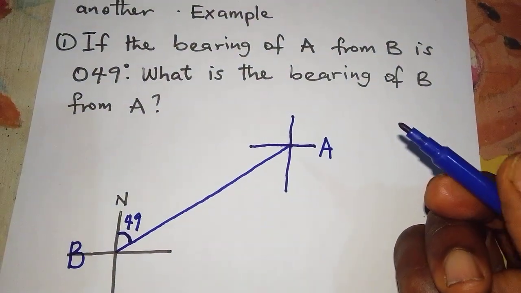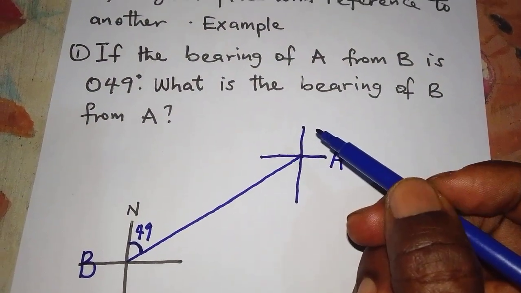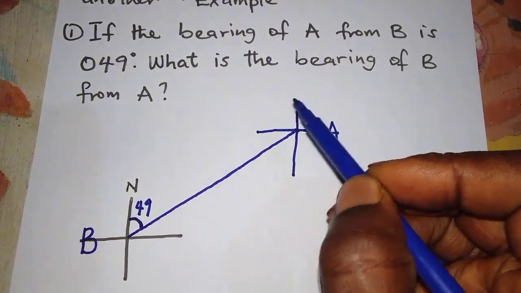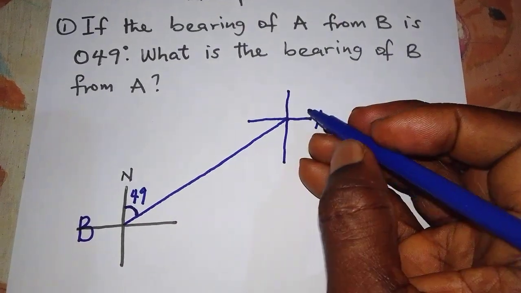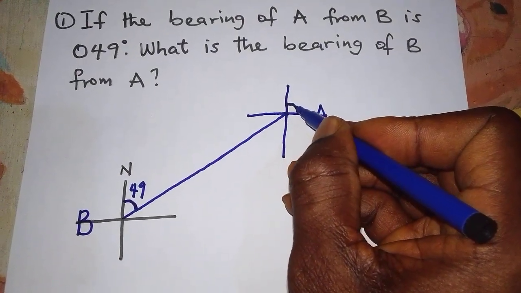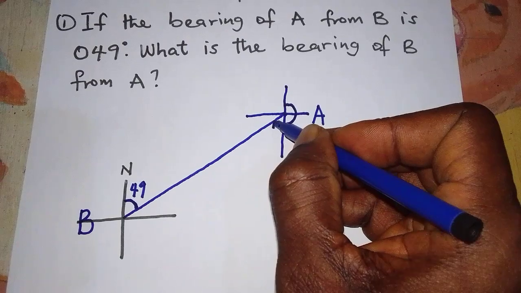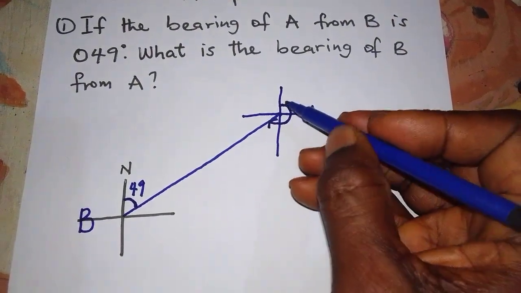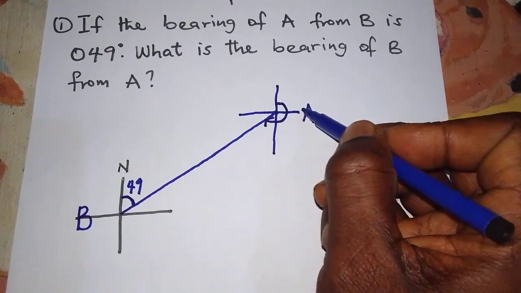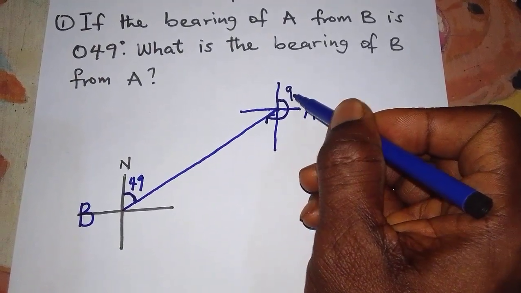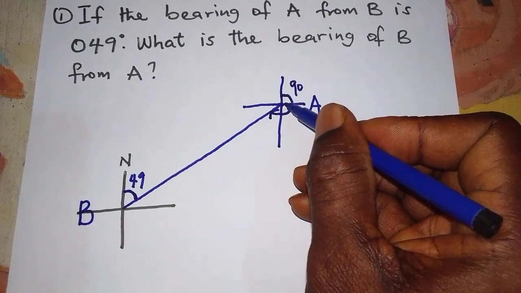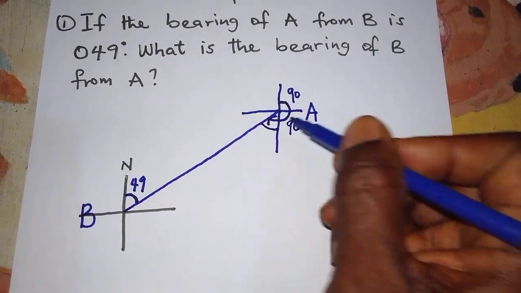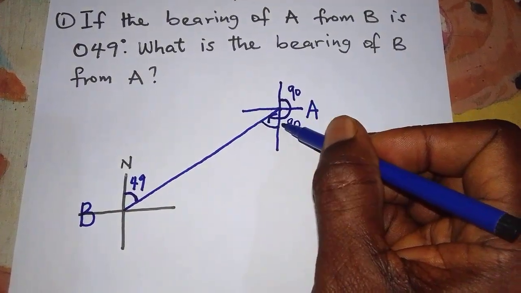Now to know the bearing of B from A, you start measuring from the north up to where this line is. If you look at it, this one will be the first quadrant, that is 90. Then this other one will be the second quadrant. Then remaining is the value of this angle. So what will be the value of this angle?